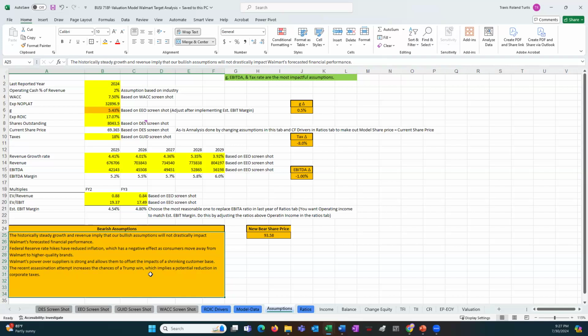Then we referenced, as you alluded to earlier, that Walmart's power over suppliers is strong and allows them to offset the impacts of the shrinking consumer base. It also gives them power over their suppliers in terms of mitigating: if there's a reduction in one area, they can squeeze a little bit more out of their suppliers to offset the impact. And then we referenced the recent assassination attempt on Trump, potentially increasing his chances of winning, which implies a reduction in corporate taxes in this case, as opposed to our bear scenario. His proposed tax cuts are down to as low as 18%.